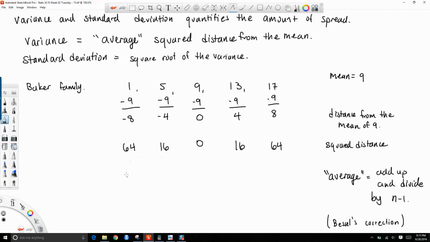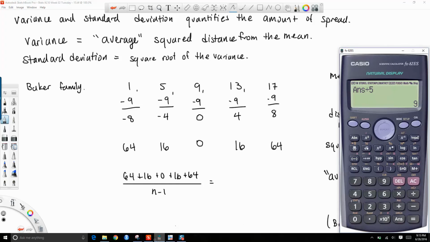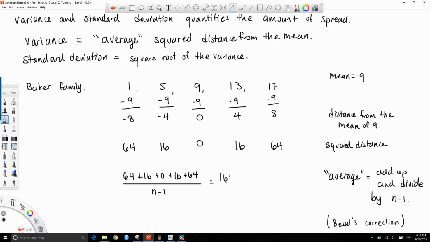So we would do 64 plus 16 plus 0 plus 16 plus 64. And then instead of dividing by 5, we would divide by n minus 1. When I add these up, I think I get 160, but let me see, 64 plus 16 plus 0 plus 16 plus 64, 160, divided by 4, and 160 divided by 4 is 40, okay?